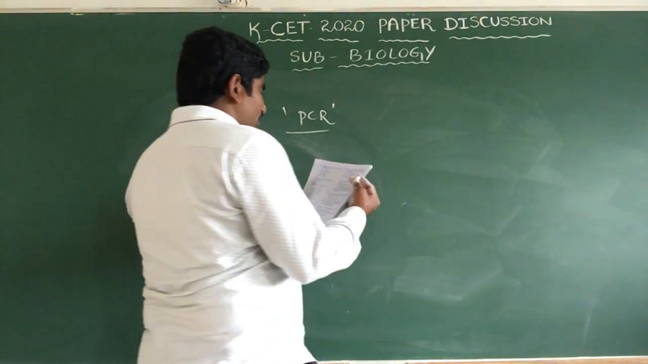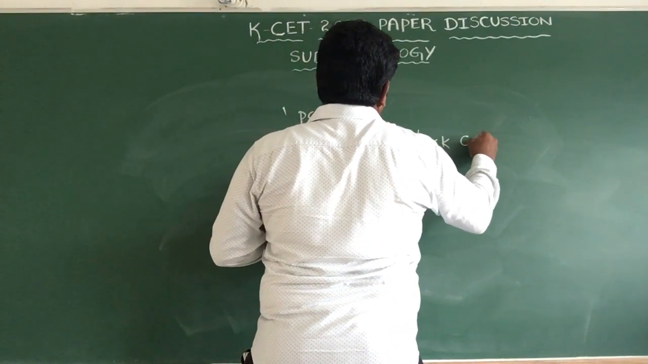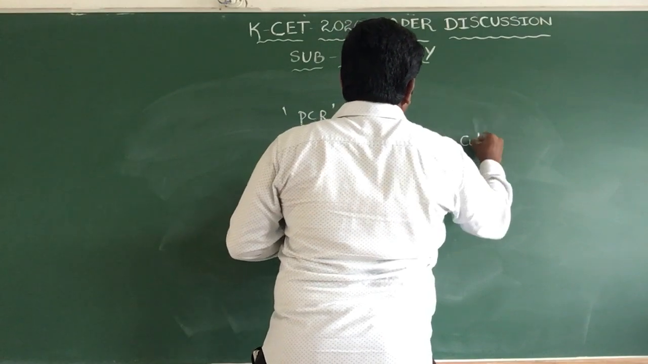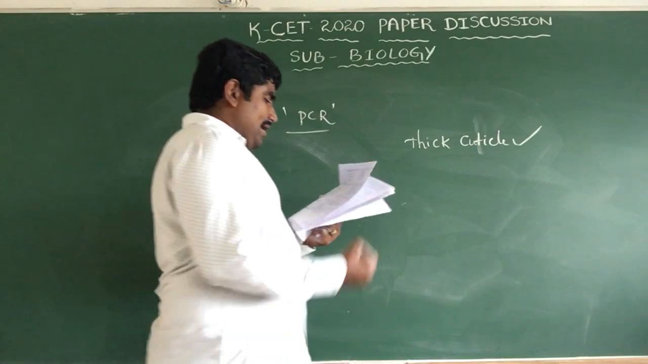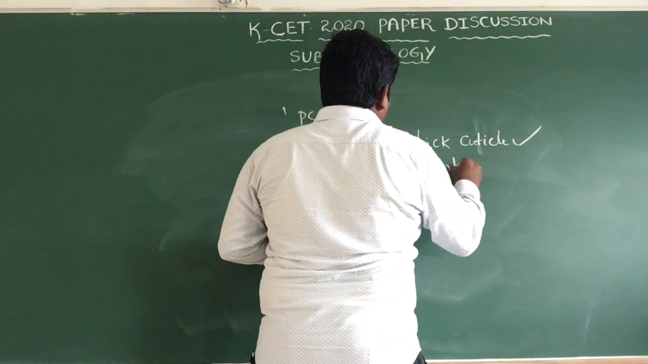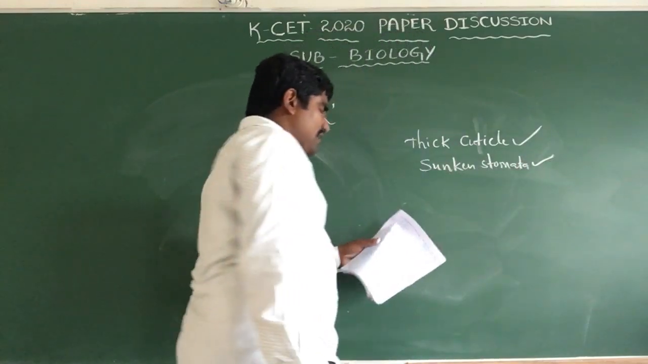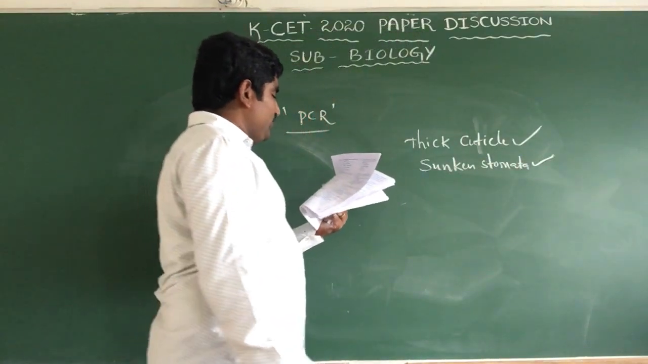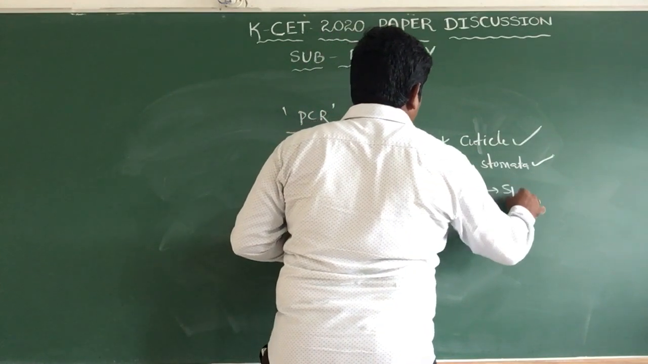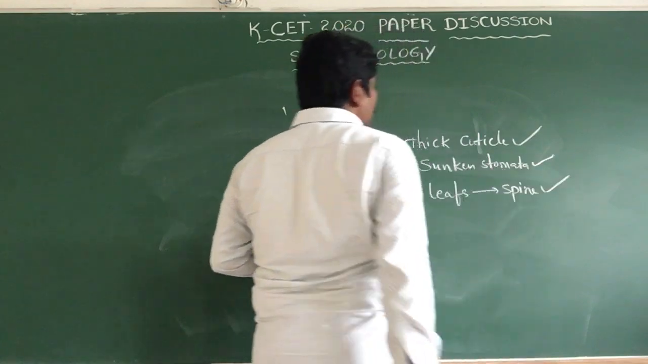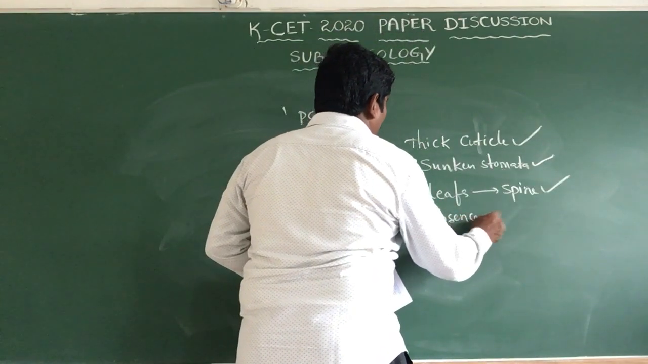See here, desert life example, what they have given: presence of thick cuticle. Presence of thick cuticle is useful for desert life. And next one is sunken stomata. Sunken stomata are also useful for desert life, because sunken stomata reduce transpiration. Next one, leaves modified into spines. This is also useful. And another one is absence of trichomes.